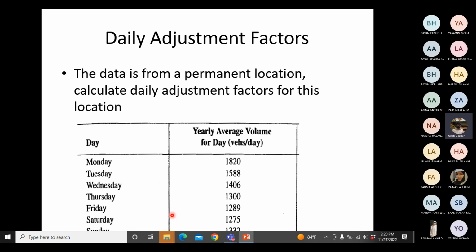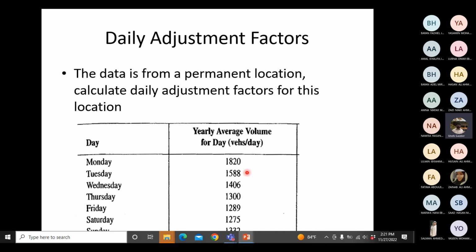Now, you may remember we calculated adjustment factors for limited network studies. We use adjustment factors in statewide programs as well. So today we will look at the adjustment factors. The data which you see on the slides is taken from a permanent control location. So they had the data for the entire year. Now they're giving you the day of the week, and for that day of the week, they are providing you the average volume, vehicles per day.